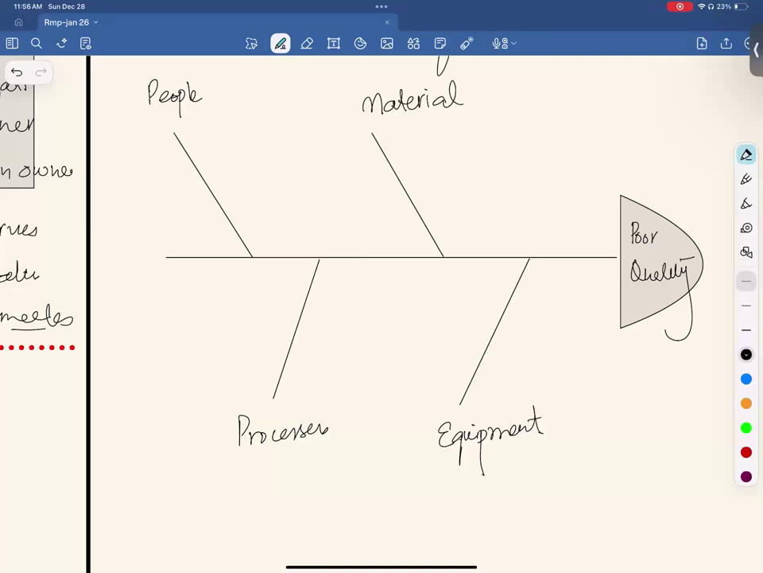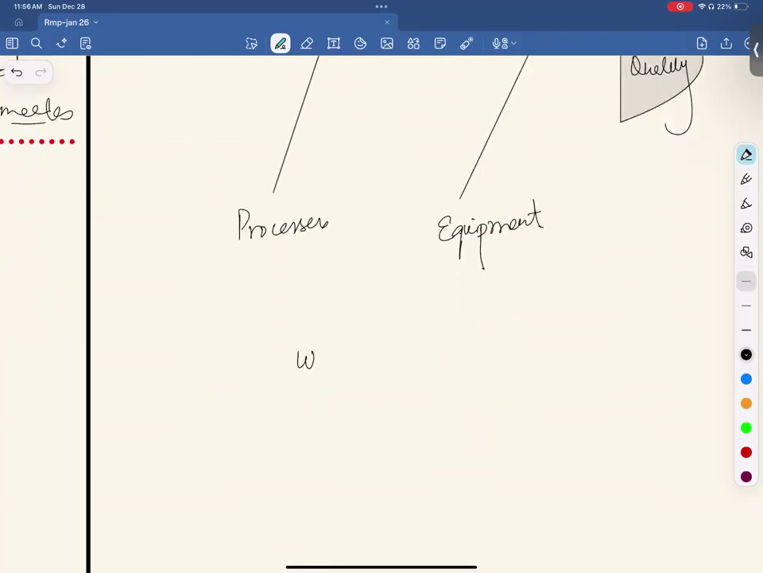Why? Because root causes help you define a strategy for the risk. So let's say you have a risk of poor quality. You identify the root causes, and then you come up with a solution for that. Right? This is also called why analysis.